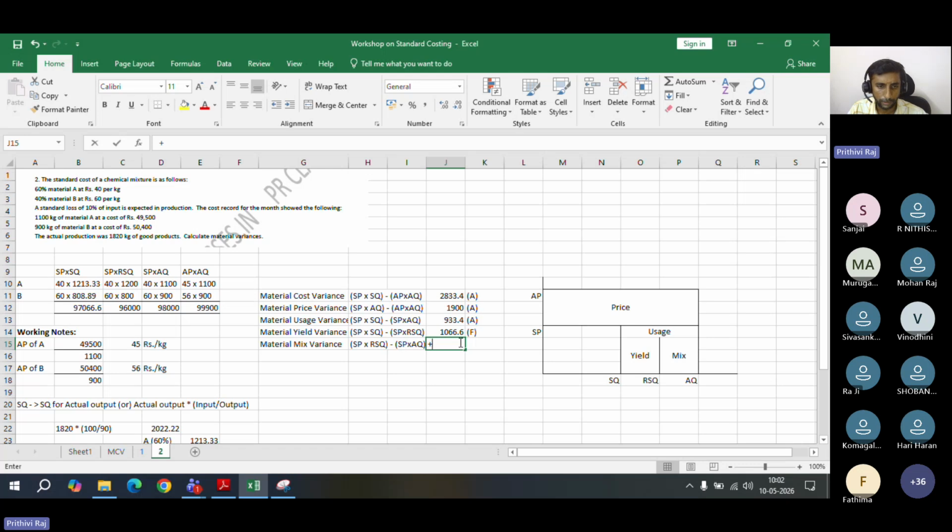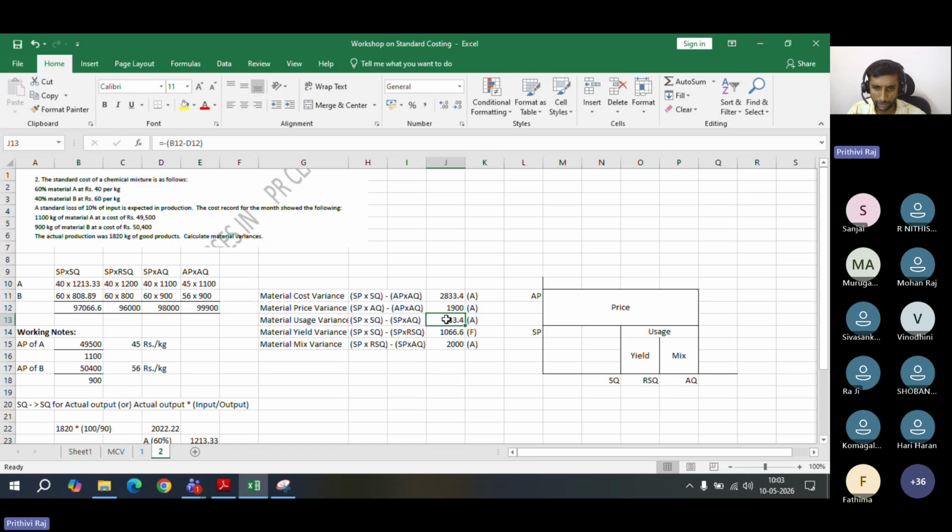So this formula is SP into RSQ minus SP into AQ. 2000 adverse. Okay. So now how will you read these results? The overall material cost variance is negative, of which price is negative 1900. So you have to check with the purchase department why the actual price is higher than the standard price. Because of that, we are getting an adverse variance of 1900.